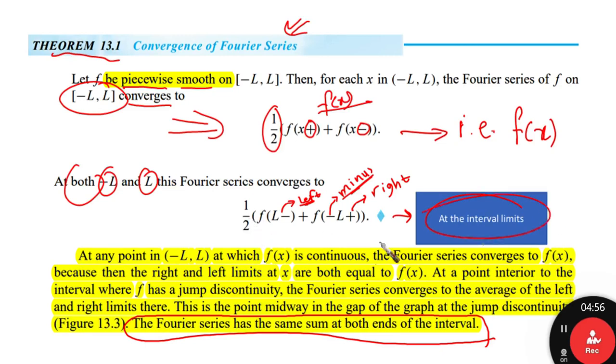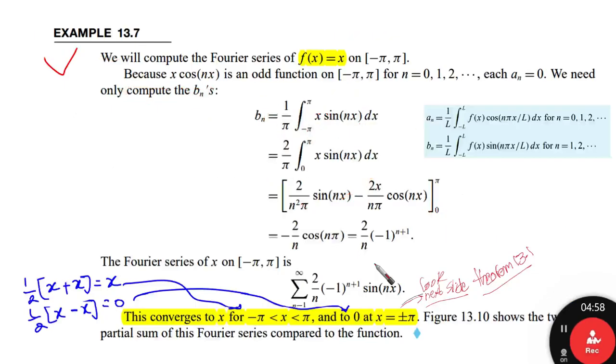This is at the ends of the interval, right? So in our case, at x equal to pi and at x equal to minus pi, they are going to have the same magnitude with different signs.